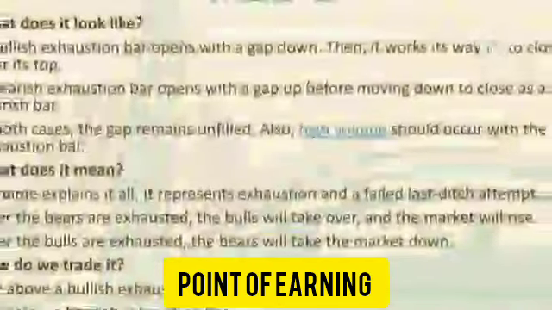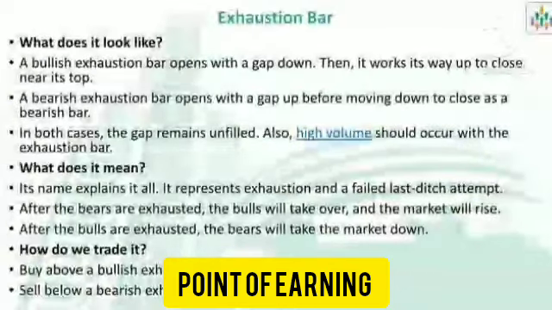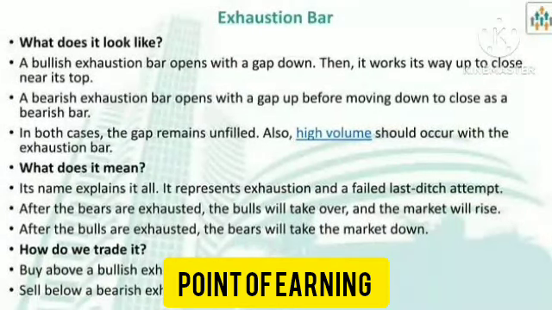Exhaustion bar. What does it look like? A bullish exhaustion bar opens with a gap down, then it works its way up to close near its top. A bearish exhaustion bar opens with a gap up before moving down to close as a bearish bar. In both cases, the gap remains unfilled. Also, high volume should occur with the exhaustion bar.